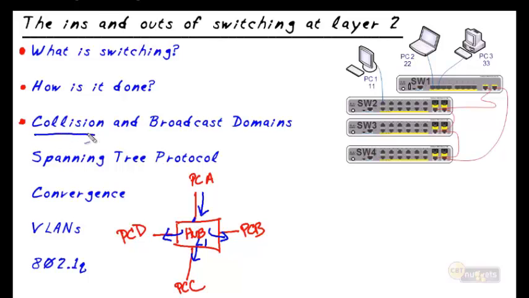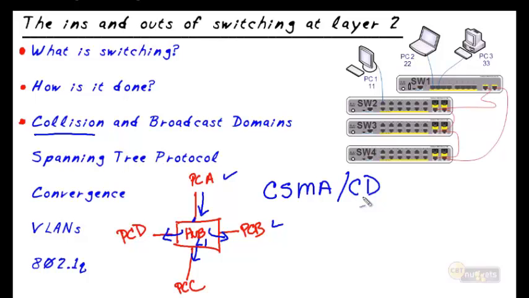What is a collision? Well, let's say that PCA and PCB both want to send traffic onto the network in this hub network here. I call it a hub network. That's kind of funny. But they both want to send data into the network. What do they do? They use something called carrier sensing multiple access with collision detection.